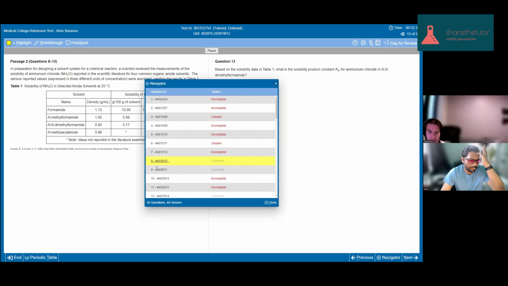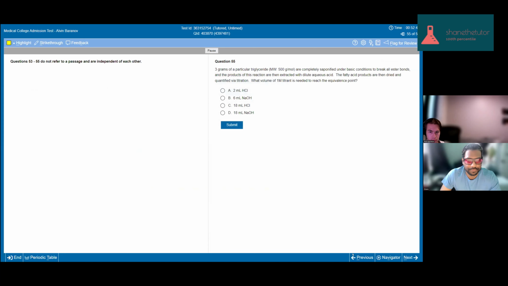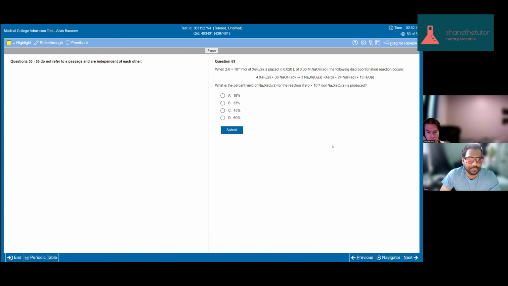Okay, so next is this. I have such a big issue with percent yield questions. If you can explain how you go about this, because I feel like I don't have a good basis in stoichiometry, unfortunately. And so that's why I have issues with a lot of these problems.